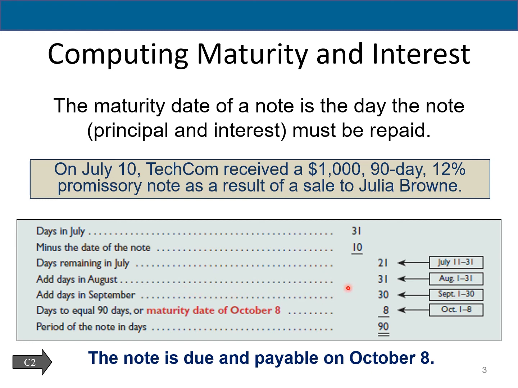Now, at this point, we're up to 82 days, right? We need to go 8 days more. So our maturity date is October 8th. That will give us our 90 days.